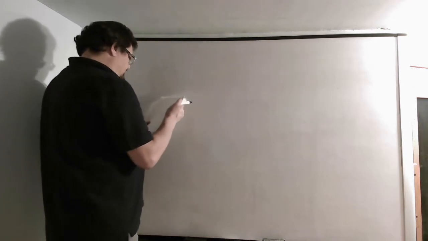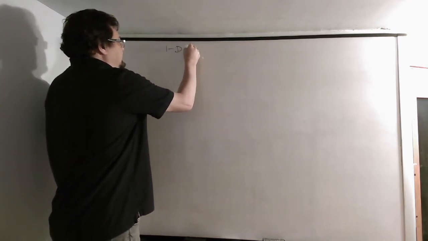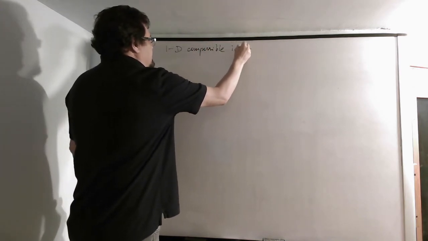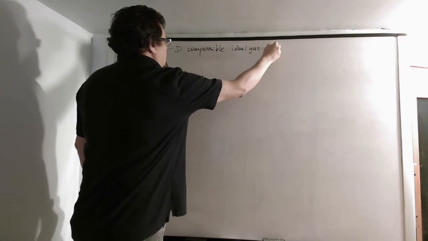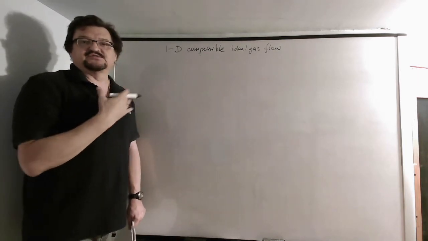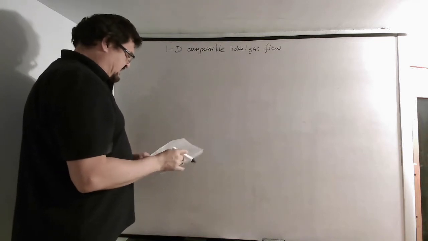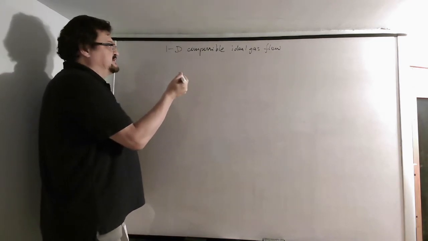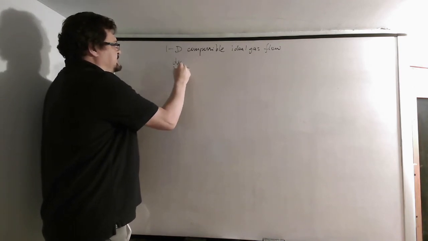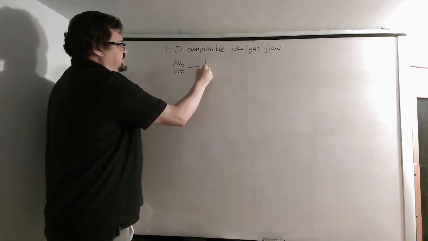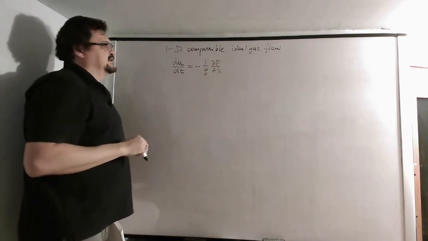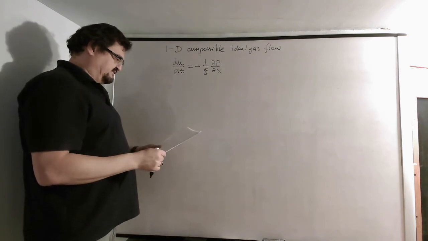So we have 1D compressible ideal gas flow. You can easily generalize it to two or three dimensions. We have equations, of course. The first one is the momentum equation: du/dt equals minus 1 over rho dp/dx. This is the pressure gradient force, and this is the total, or material, derivative.